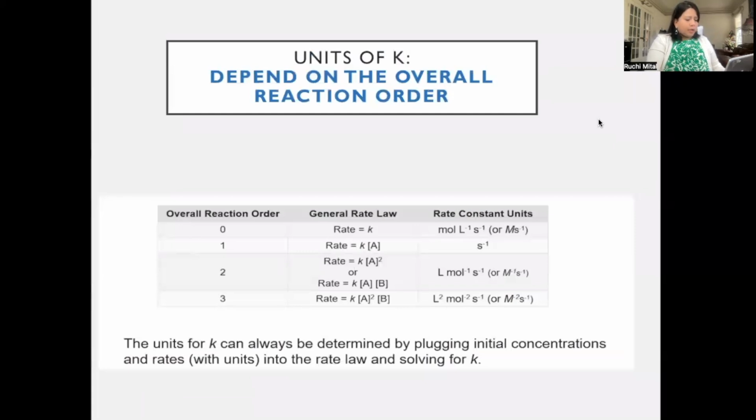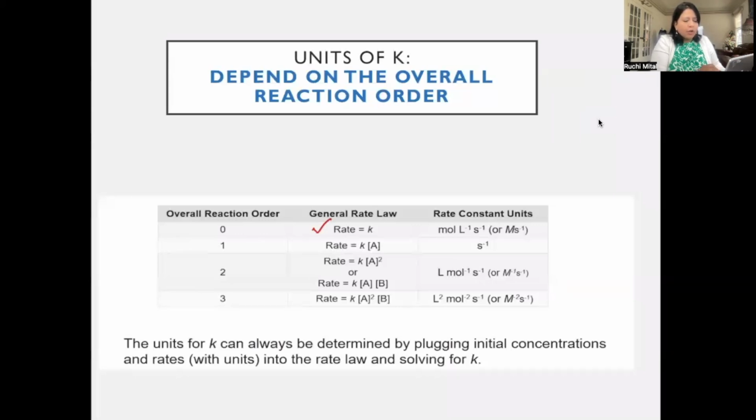Now, this is the chart that I would recommend that you guys have. The overall reaction order is what you get when you add the orders for each of the reactants. If it is 0, the rate law is rate equals K. So for a zero order, the rate constant is equal to the rate, and its unit is going to be moles per liter per second, which is the same as molarity per second. So you could write it as M s^-1, right?